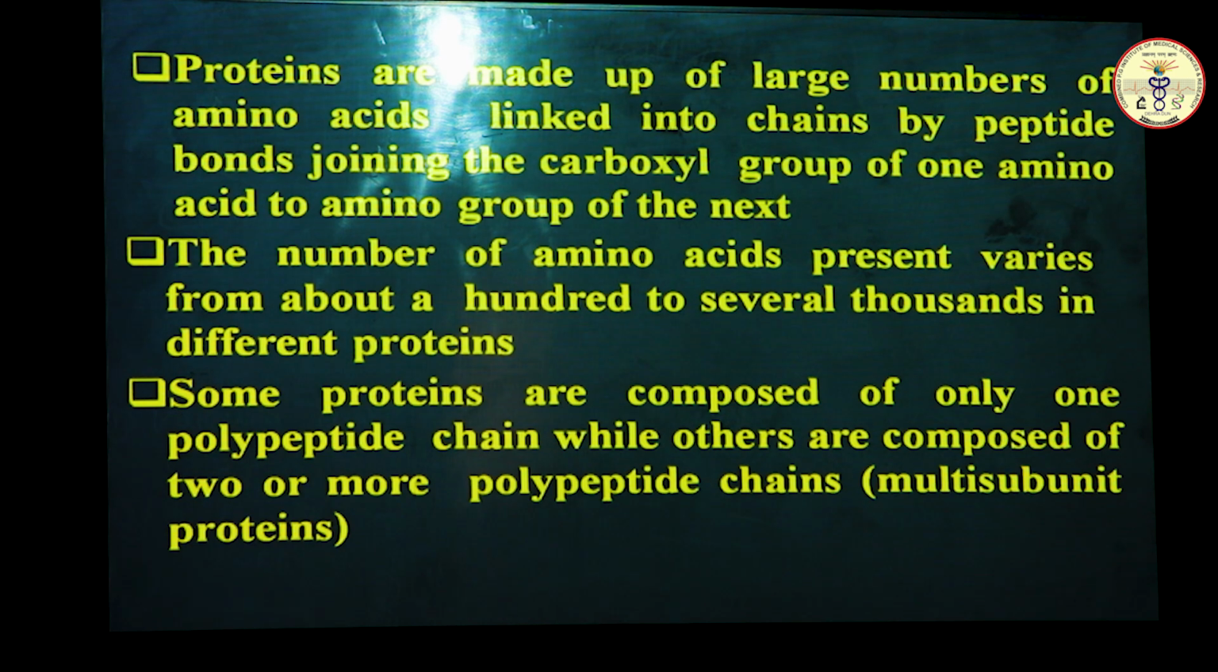These amino acids are joined together by the carboxyl group of one amino acid and amino group of the next through peptide bond. Through peptide bond, these amino acids are joined together to form the linear chains of the proteins. Some proteins are comprised of only one polypeptide chain, while others can be of two or more polypeptide chains.